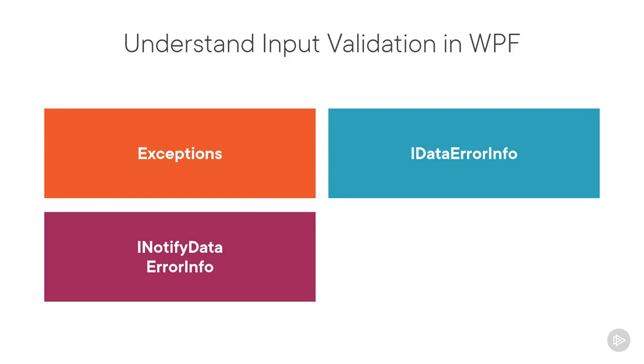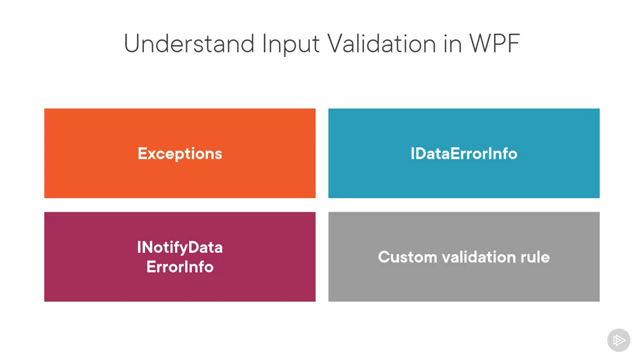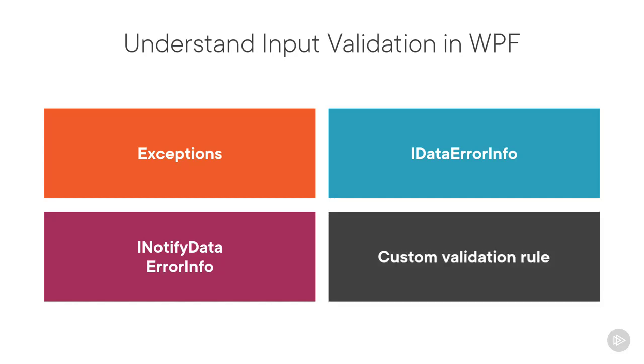Now, the last approach for input validation is to add a custom validation rule to the data binding's ValidationRules property. Actually, all the other approaches are adding such a validation rule behind the scenes.